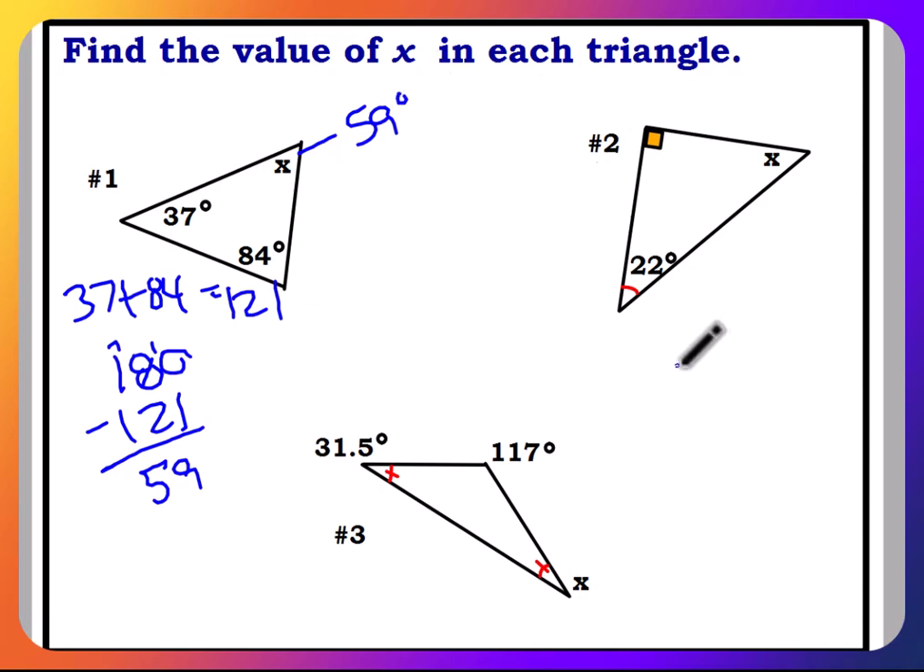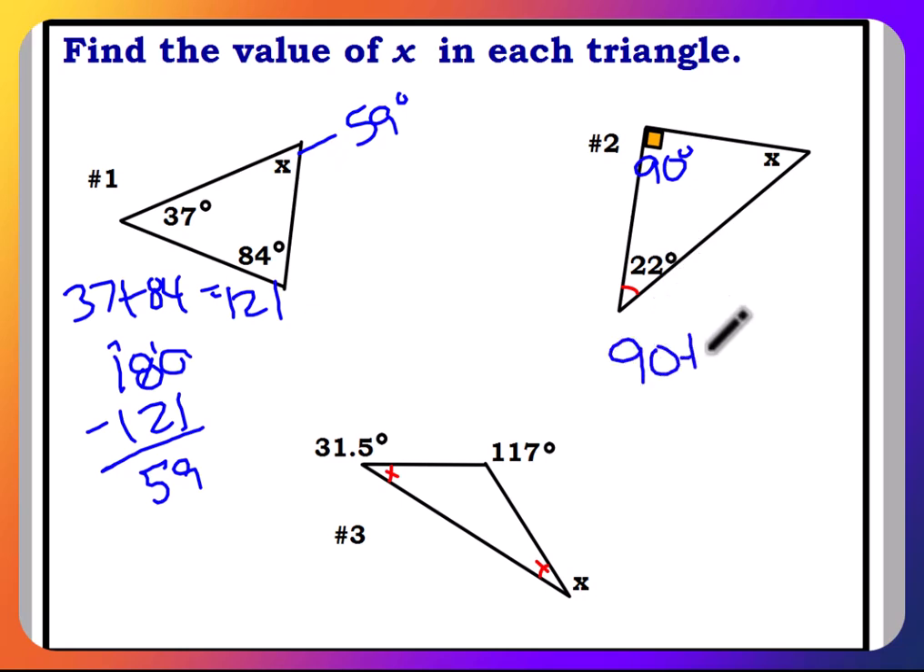There we go. All right, number two. Well, look at number two. We're only given the measurement of one angle. Or are we? Look at this angle over here. Doesn't that look familiar? What is that angle that makes a corner or that has the little box in it? It's a right angle. And right angles always measure what? 90 degrees. So we actually know two angles.